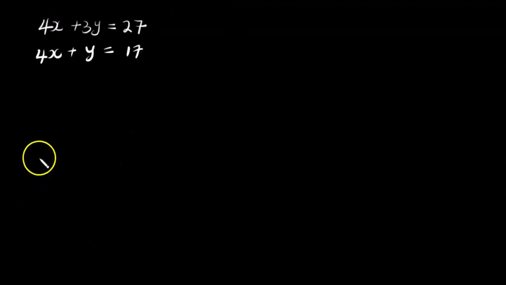Okay, let's look at another example. As we said, we look at the coefficients first. So I'll start by looking at the coefficient of x. For the first equation it is 4, and for the second equation it is also 4. This is the first equation here, and this is the second equation here. And for the coefficient of y, for the first equation it is 3, and for the second equation it is 1, as you can see here.